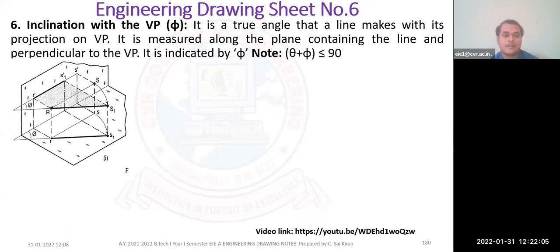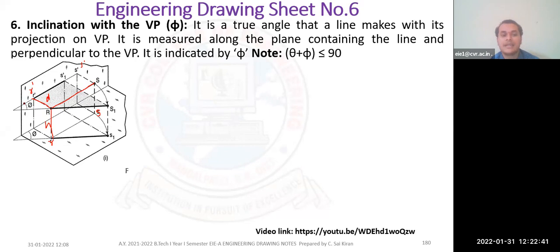This is my actual line RS, capital R, capital S. It is at a distance of D and at a height of H. Capital R is projected in the front view as small r dash, and capital S is projected in the front view as s dash. Capital S is projected in the top view as small s, and capital R is projected in the top view as small r. So you know these things.